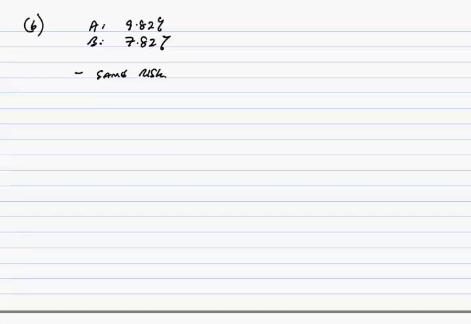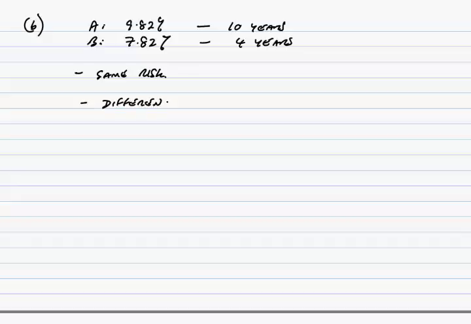But what does make a difference is that bond A is redeemed in 10 years, whereas bond B is going to be redeemed in 4 years. So that's what's making the difference. The difference is due to the time to maturity.